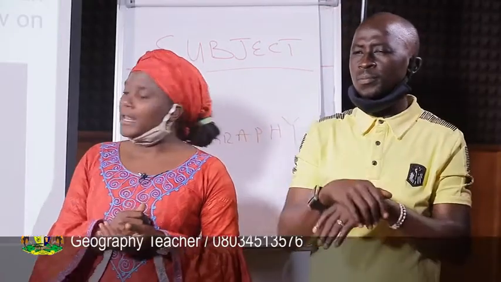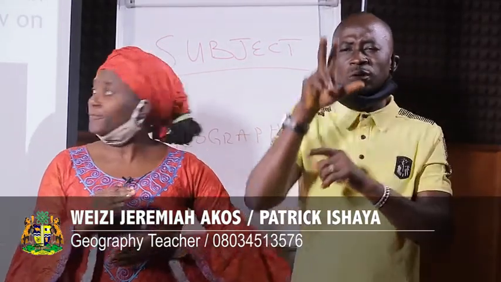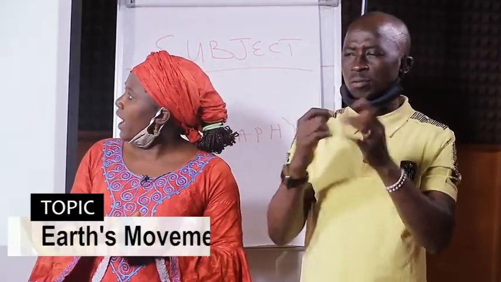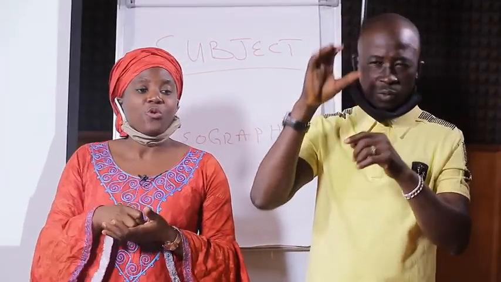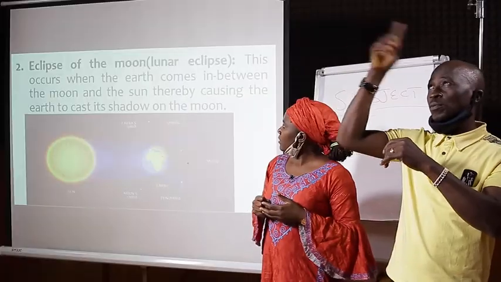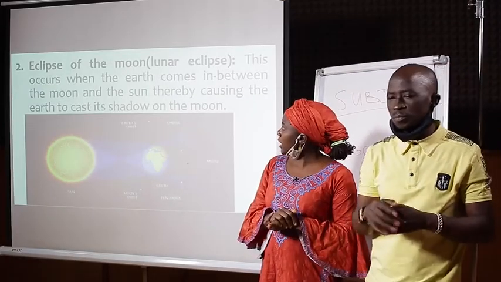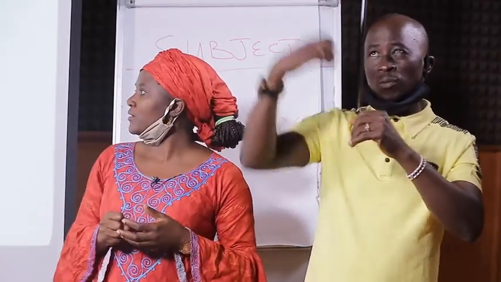Now, this solar eclipse is of three types. We have the total eclipse. That is when the moon is able to cast its shadow on the whole earth. And then we have the annular eclipse. It's when the moon is able to cast a shadow in the middle part of the earth. And we have the partial eclipse. It's when the moon casts a partial shadow on the earth. Remember, when the moon casts its shadow, we're having a solar eclipse. That means the moon is preventing the earth from getting the rays of the sun.